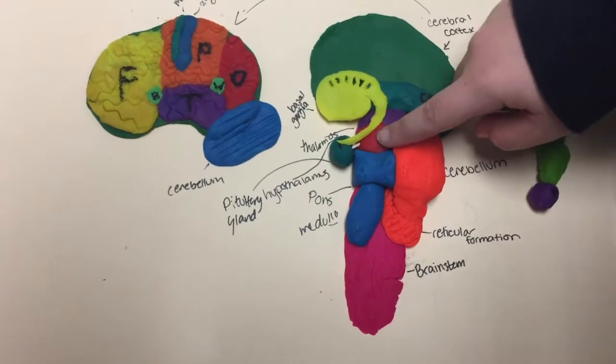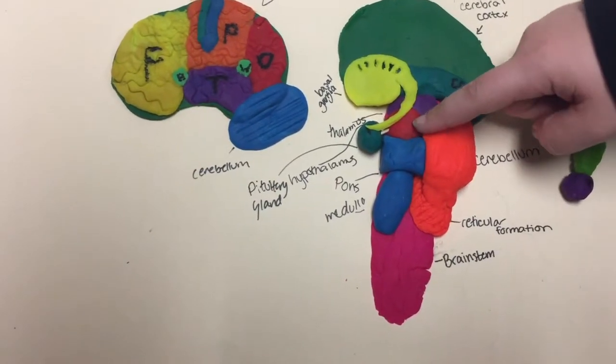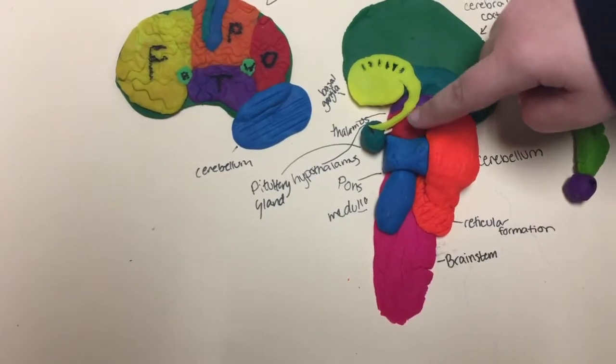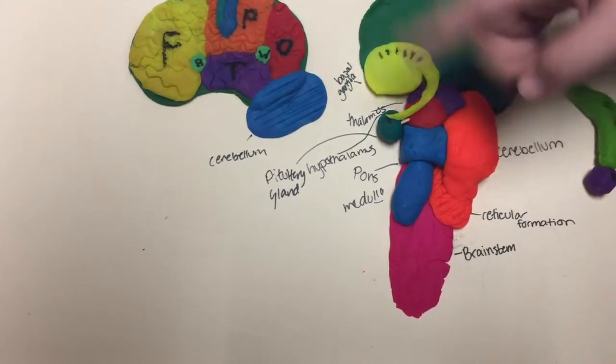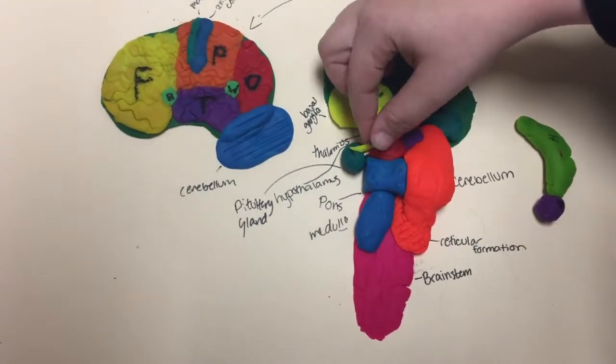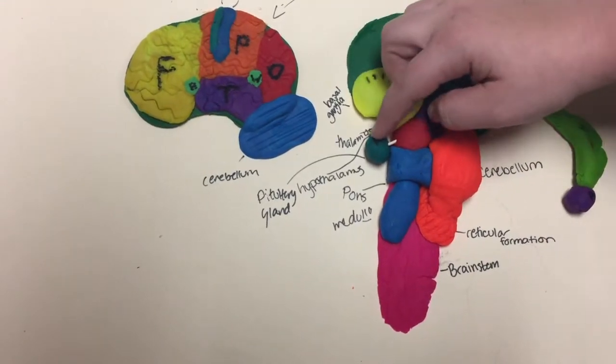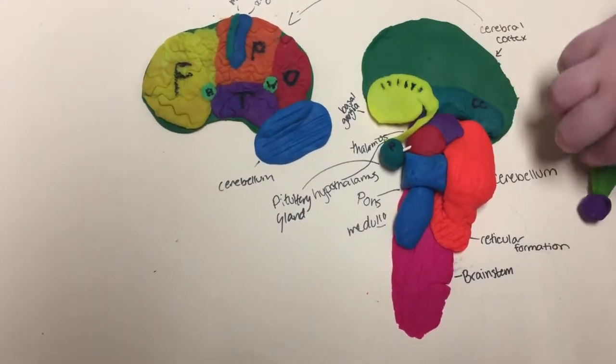And then in red, we have the hypothalamus, and that controls motivated behavior like eating, drinking, and sex activity. And then right here in blue, we have the pituitary gland, which is like the master gland. It controls growth and regulates other glands on its own.